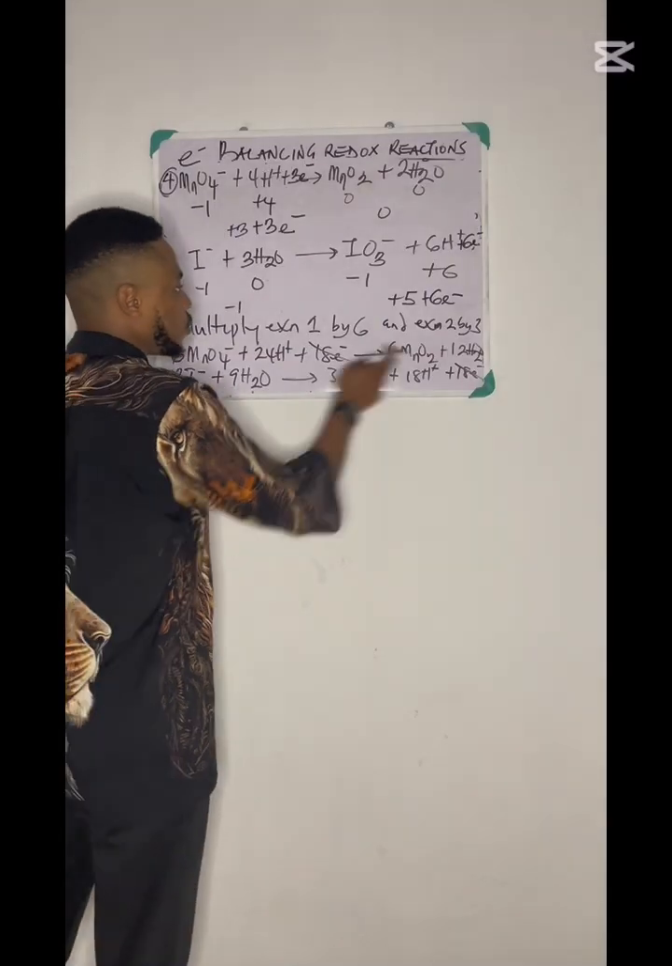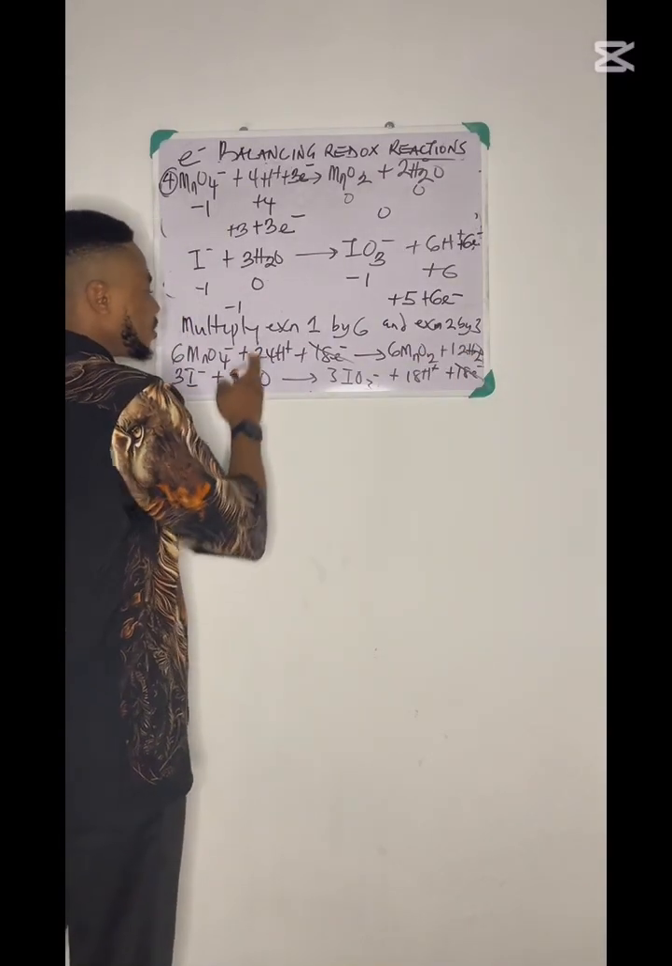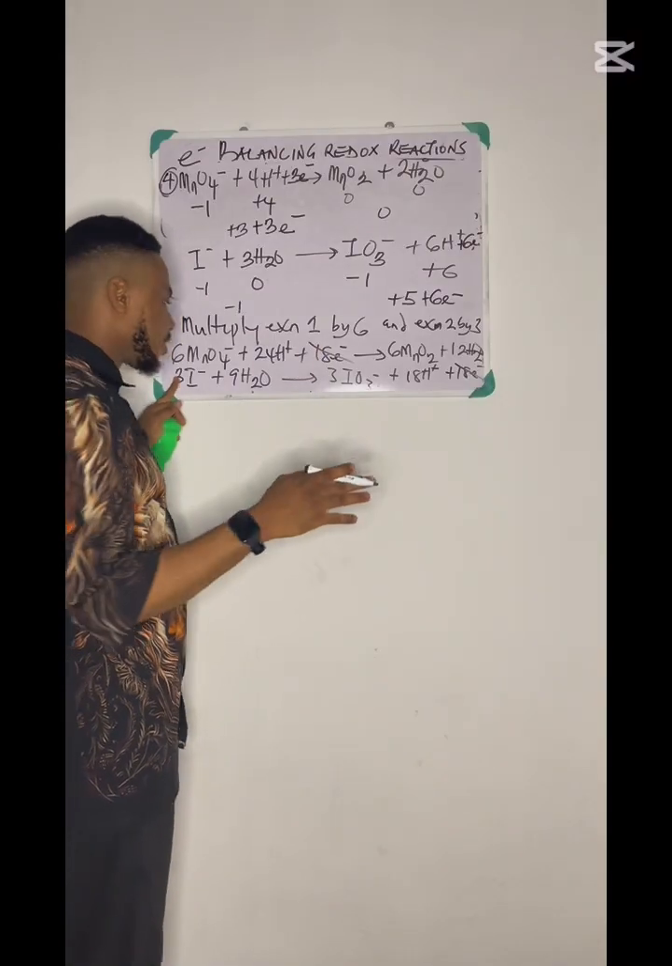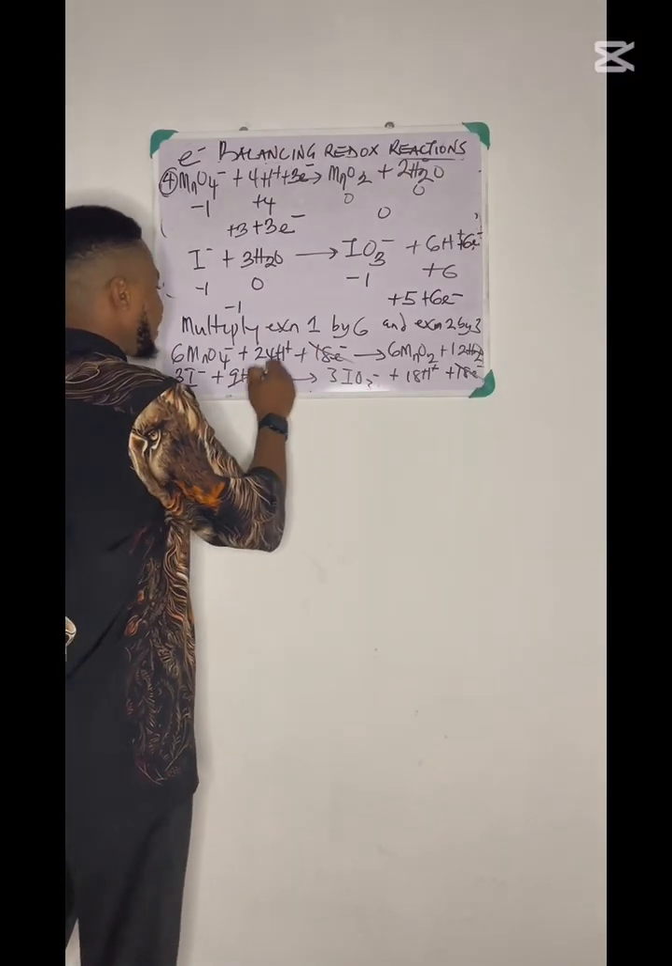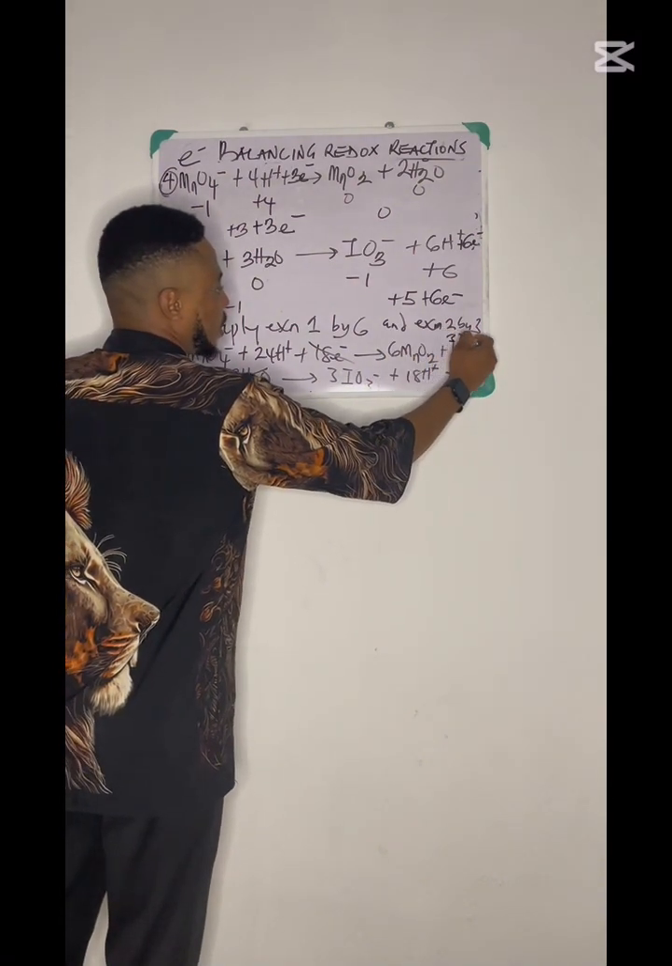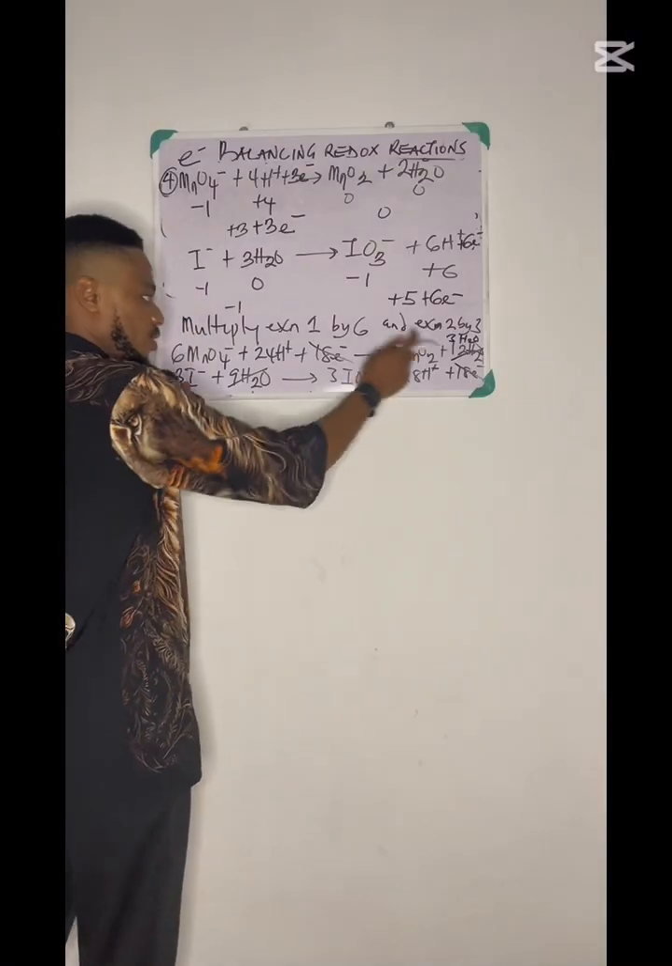We have 9H2O here. We have 9. Remember, I told you that it's only when they are on the same side that you can add. When they are on opposite sides, you have to subtract. So here is 9. If you subtract it from this 12, you'll be left with 3H2O, because 9 plus 3 will give you 12.